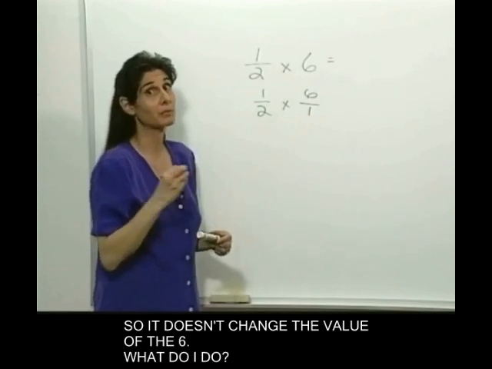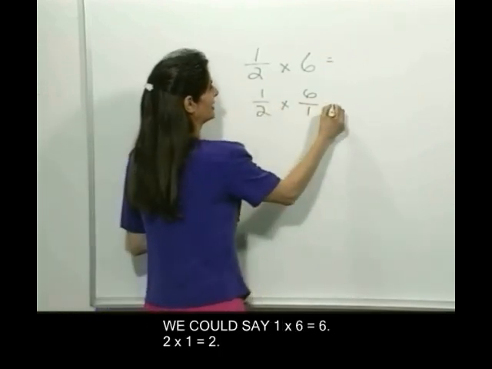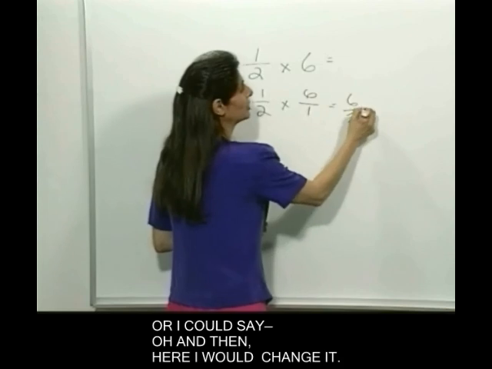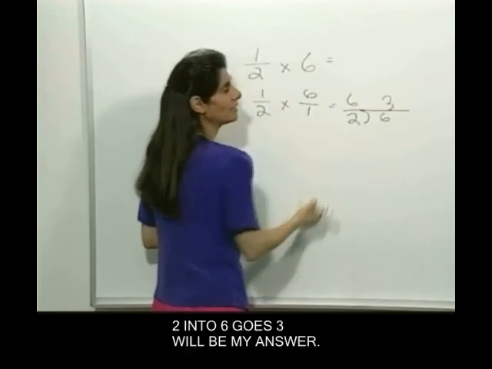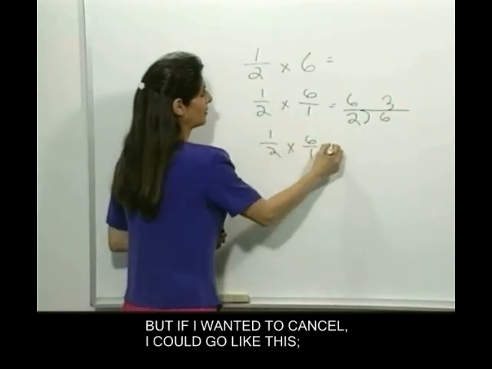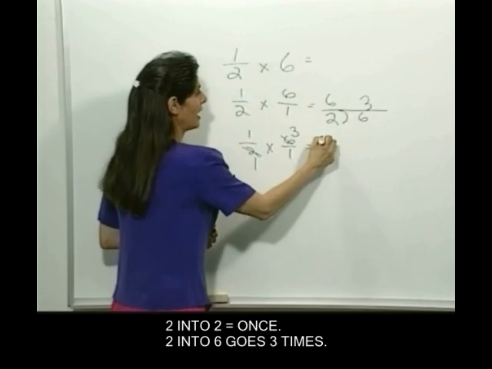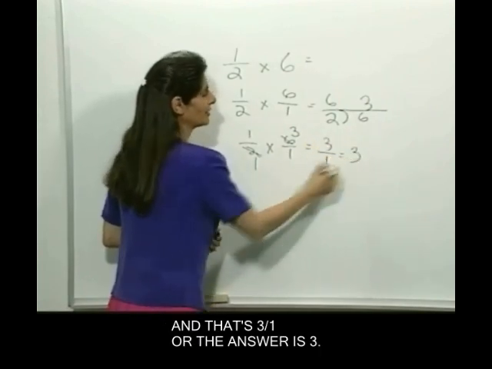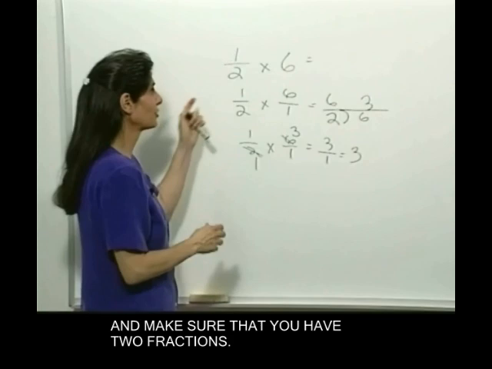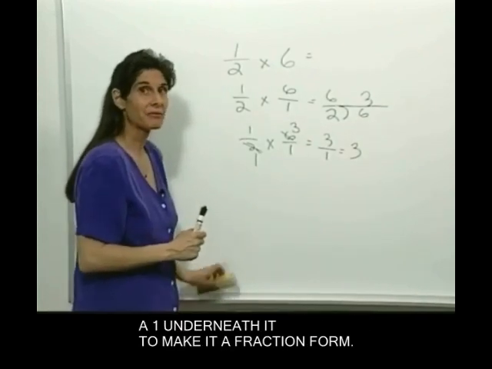And what do I do? I can multiply the top and multiply the bottom, or I could cancel. I could say 1 times 6 is 6, 2 times 1 is 2, and then 2 into 6 goes 3, which would be my answer. But if I wanted to cancel, I could go like this. 2 into 2 is once, 2 into 6 goes 3 times, and that's 3 over 1, or the answer is 3. So you need to multiply the top, multiply the bottom, and make sure that you have 2 fractions. If you have a whole number, you need to put a 1 underneath it to make it a fraction form.